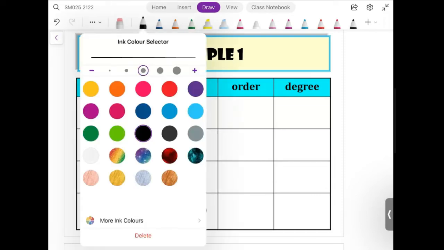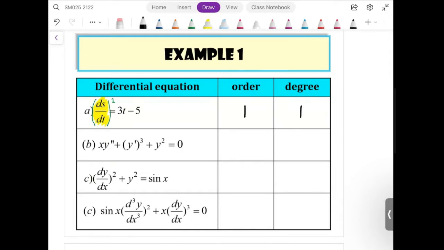Next one, D. x y double prime plus (y prime) cubed plus y squared equal to 0. Focus on the order first. We need to look at the highest derivative, even though we have two different derivatives, y prime and y double prime. The highest one would be y double prime. So order would be 2. Because if I rewrite that, we will get d squared y over dx squared. Next, for the degree, focus on the derivative just now. Look at the power of y double prime. There is no power written, meaning power 1. So our degree is 1.